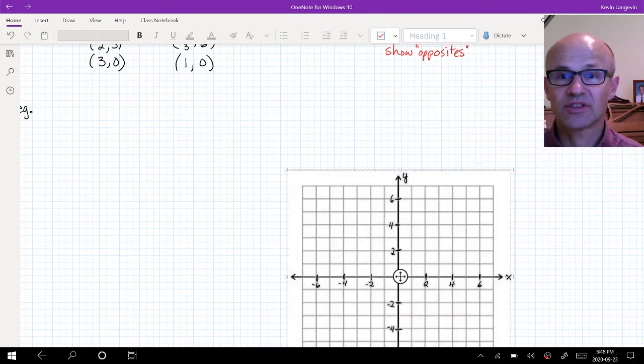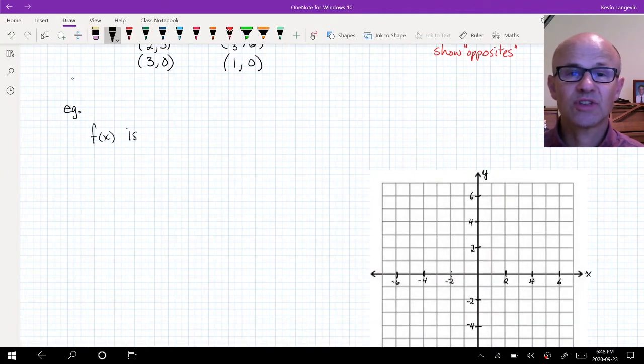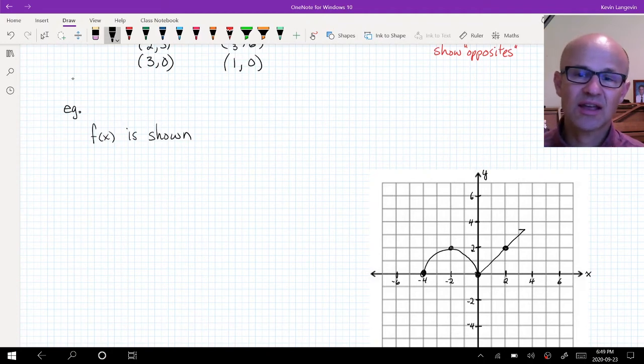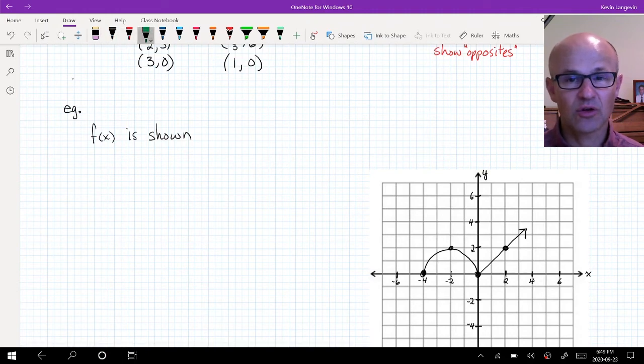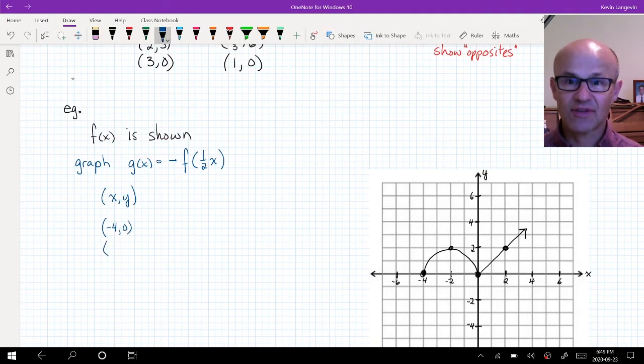Let's look at another example. Suppose f of x this time looks kind of like a half circle followed by an arrow going upwards. And we want to graph g of x, which is equal to negative f of 1/2 x, where the 1/2 is going to, that's right, stretch horizontally by a factor of 2.